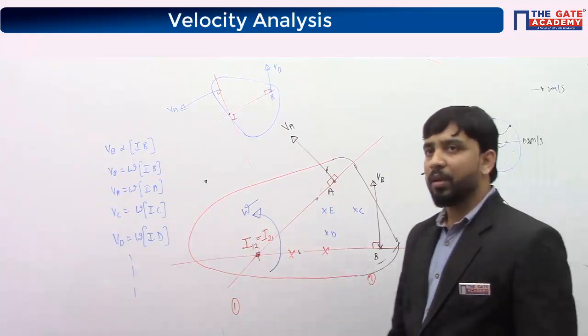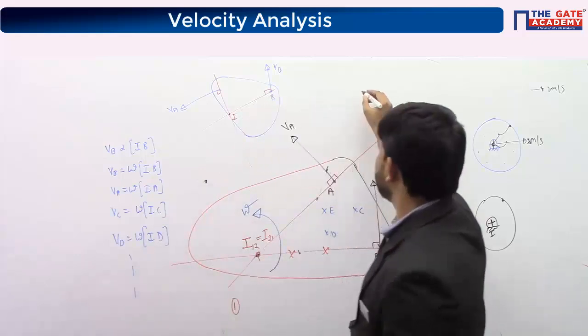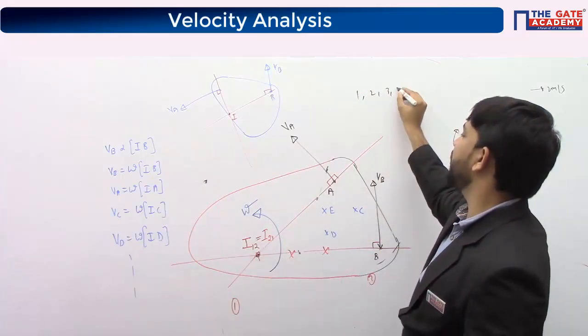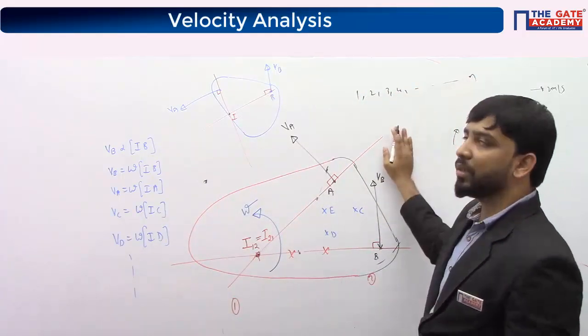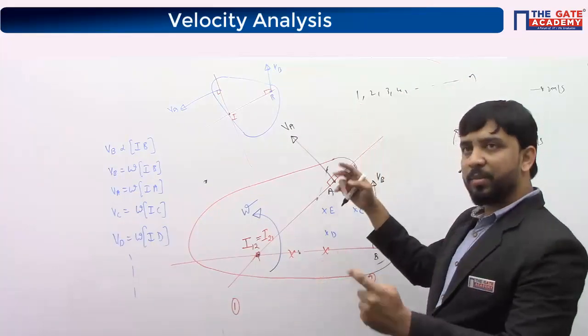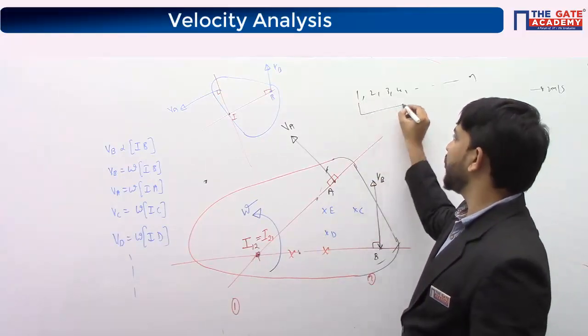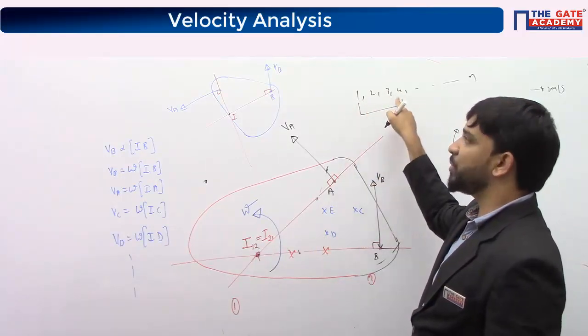N minus 1. Why n minus 1? Whenever I say n links, so 1, 2, 3, 4 and so on, n number of links, you take any two links. Whenever I say two different links, what's the meaning of two different links? There is relative motion. So this is 1 and 4. When I say 1 and 4, there is some relative motion between 1 and 4.